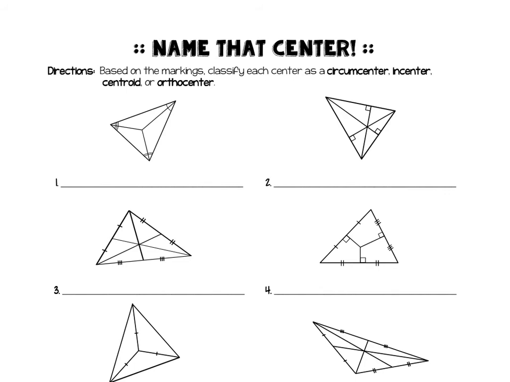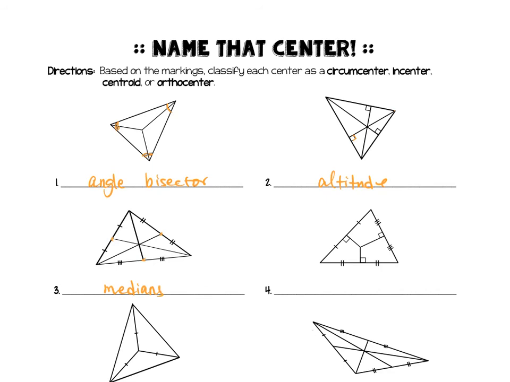Name that center. Based on the markings, classify each of the centers below. So first one, obviously, I've got angle bisectors because these segments are cutting each angle by half. So the first one is an angle bisector. Second one, I have a right angle, and it goes from one vertex to the other side. So this is altitude. Third one, I'm cutting each side by half. So these are midpoints, and therefore I have medians.